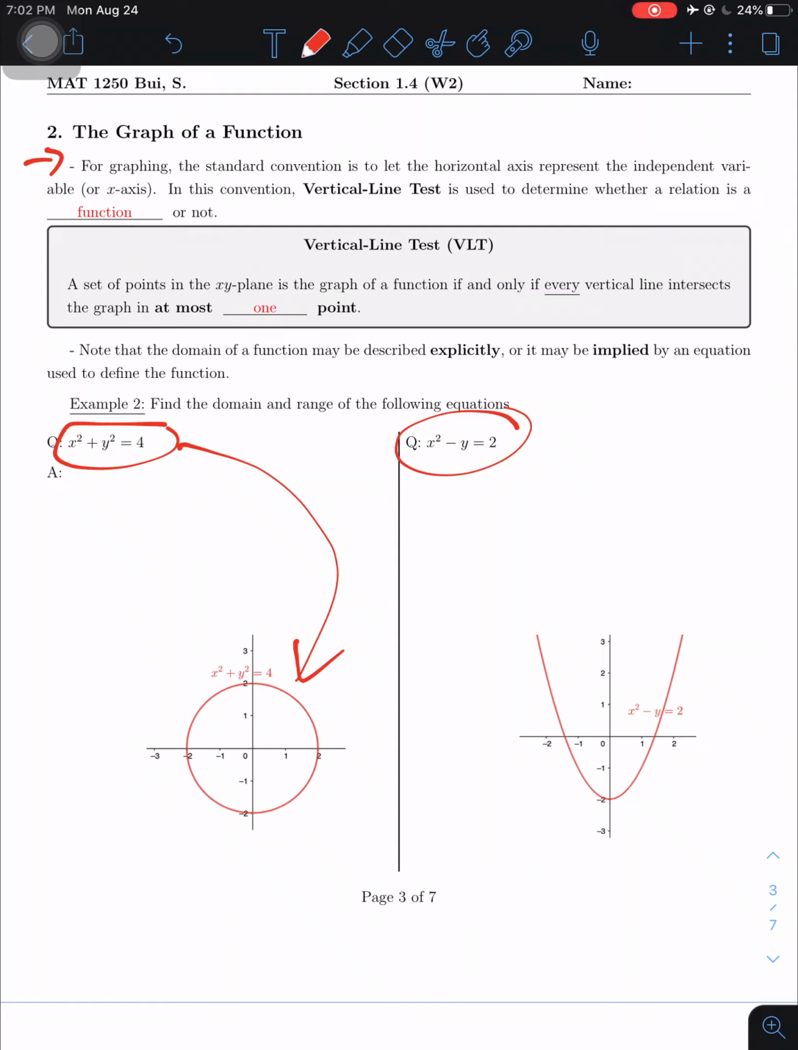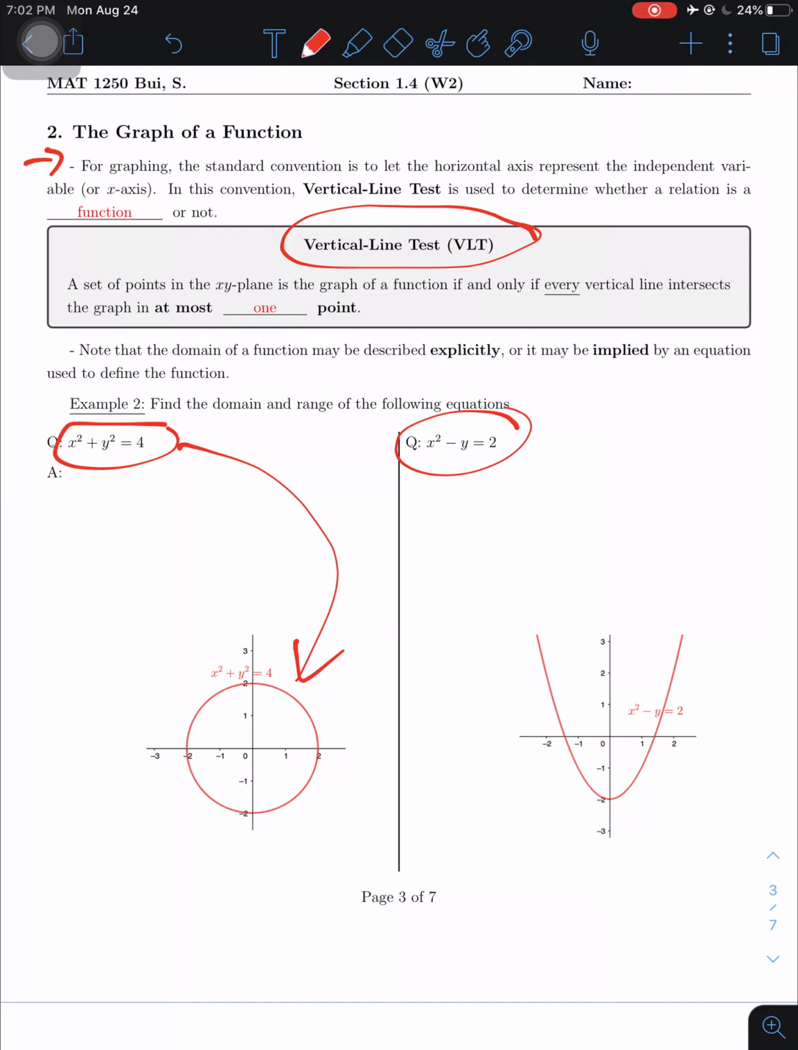For graphing, the standard convention is to let the horizontal axis represent the independent variable, or x-axis. In this convention, the vertical line test is used to determine whether a relationship is a function or not. What does it mean by vertical line test? It says that a set of points in the xy plane is the graph of a function if and only if every vertical line intersects the graph in at most one point.